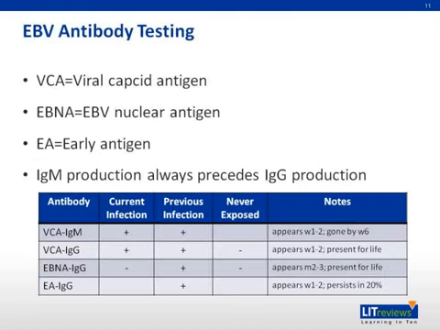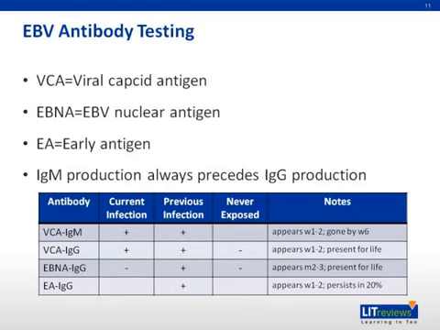The EBV antibody panel tests for a minimum of 4 antibodies, and this can help you differentiate between 3 potential states. One is the patient has never been exposed to EBV. The other is that the patient has an acute infection of EBV. And the third is that a patient has a chronic or latent infection of EBV. And all patients fall into one of these 3 categories.